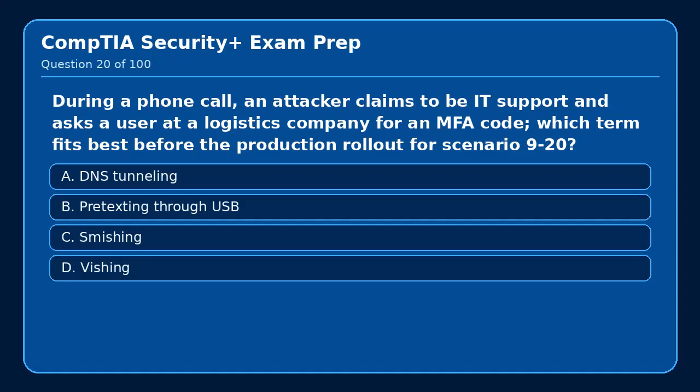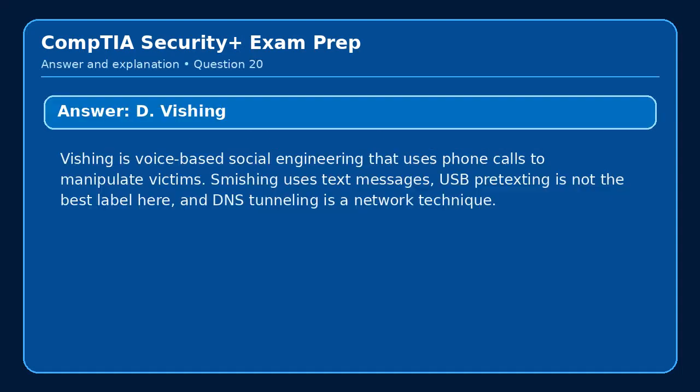Smishing. Question 21. If employees at a cloud startup receive text messages linking to a fake payroll login, which threat vector is being used during a service reliability review for scenario 9 to 21? A. Smishing. B. VLAN hopping. C. Password salting. D. War driving. Take a moment to choose your answer.